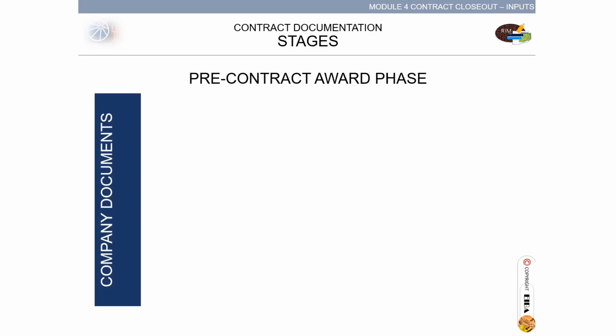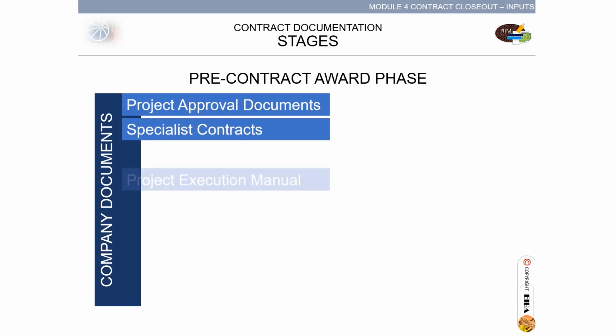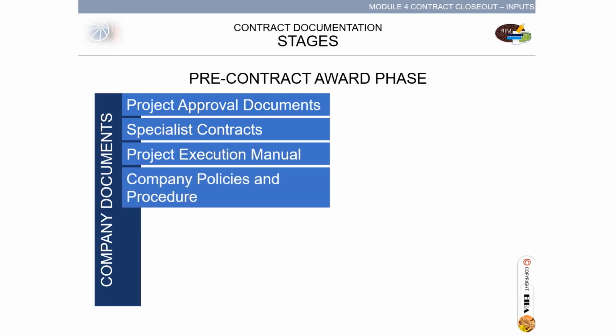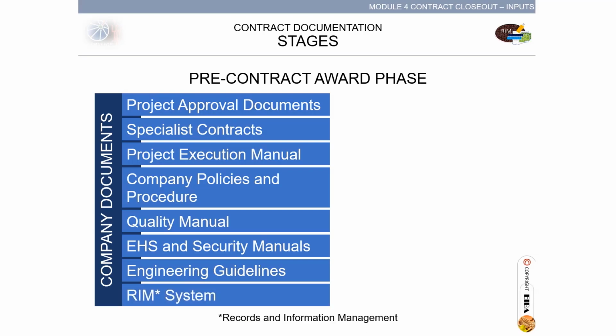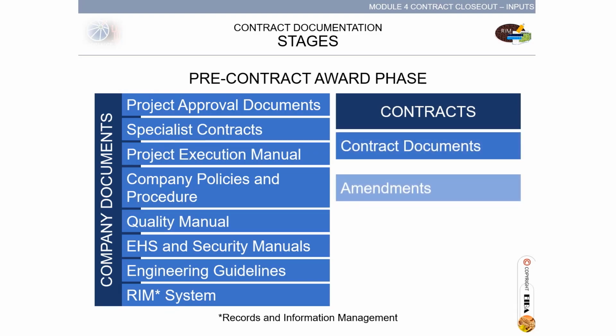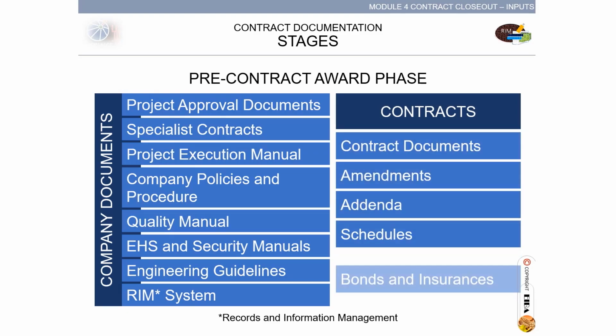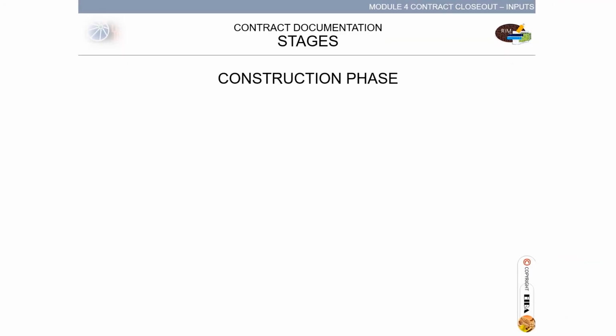The pre-contract award phase. The company documents compilation are project approval documents, specialist contracts, project execution manual, company policies and procedures, quality manual, environment, health and safety and security manuals, engineering guidelines, RIM, Records and Information Management System. The contracts have contract documents, amendments, addenda, schedules, bonds and insurances, and procurement documents. Contract documentation stage at construction phases.